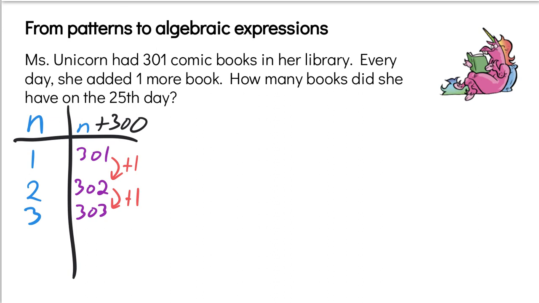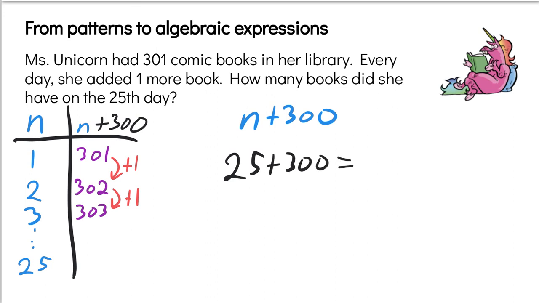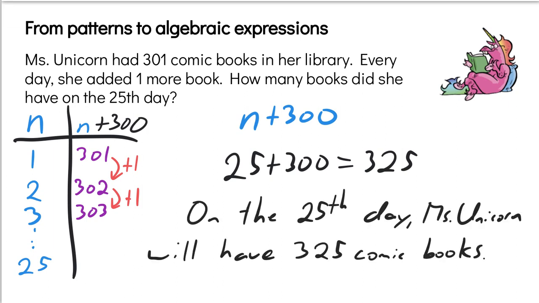So now we have to figure out what happens on the 25th day. On the 25th day, all we need to do is substitute this n with a 25. So we take this 25 and we put it right there. So n plus 300, we substitute the n for 25. So we get 25 plus 300, and we will get 325. Finally, I'll end with a sentence like this: On the 25th day, Ms. Unicorn will have 325 comic books.